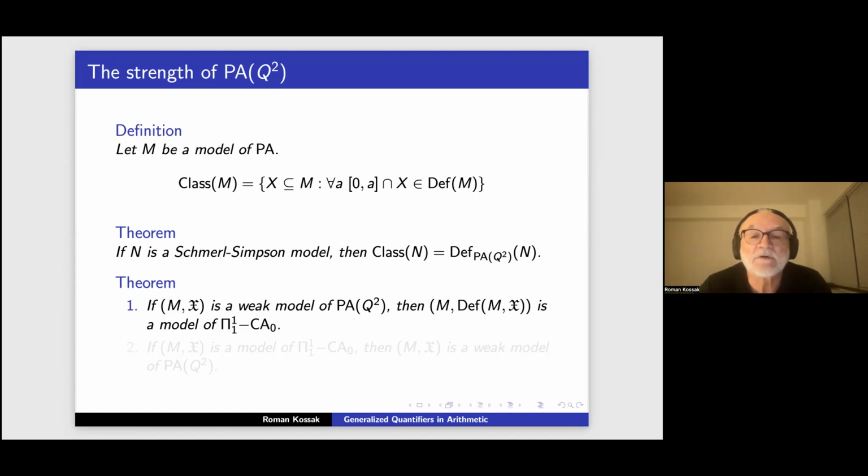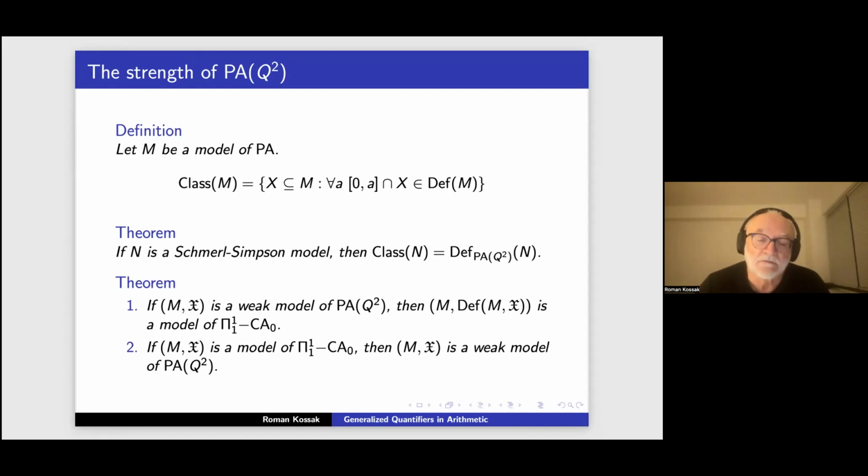And if it's a weak model of PA, then if you look at it as a structure for second order arithmetic, and look at the definable subsets, the second order arithmetic definable subsets, it is a model of Pi-1-1 comprehension. And much already follows from it. It follows that the model has to be recursively saturated. It follows that it has to satisfy Con(PA) and many other things. And conversely, every model of Pi-1-1 comprehension is a weak model of PAQ squared.